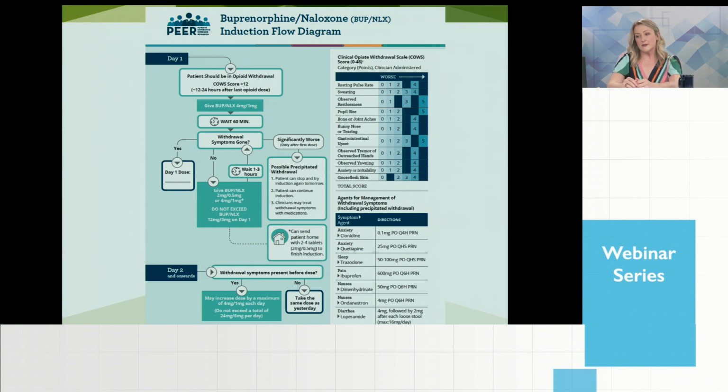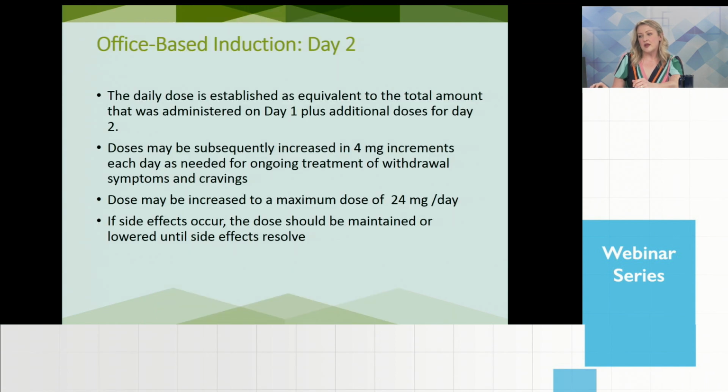Moving on to subsequent days, it just gets more simple. So on day 2, they can have 16 milligrams as a total dose. On day 3, they can have 20. And on day 4, they can have 24 milligrams. And that means that in 4 days, you can have somebody on the max dose of this medication, and typically they can feel really comfy.